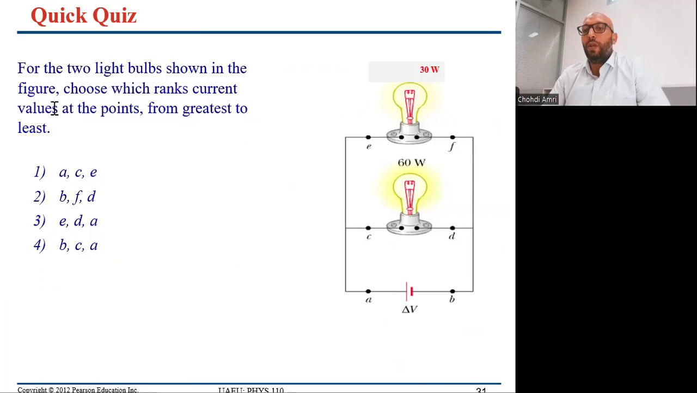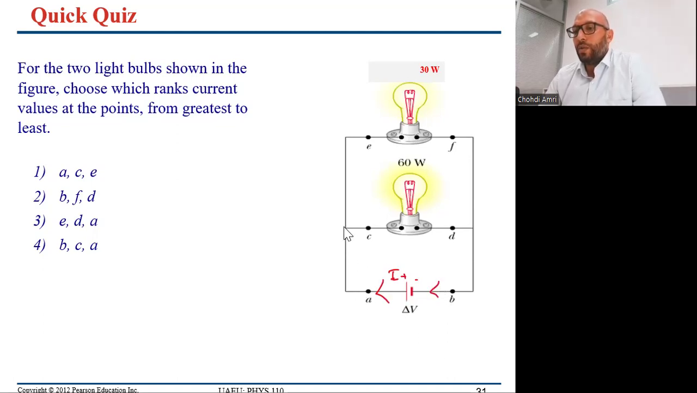Let's talk about this example. For the two light bulbs shown in the figure, rank the current value at the points from the greatest to the least. We have many points actually: the current delivered by this battery, the current delivered by this battery. We have only one battery, so this battery for sure must deliver the current, going from the positive to the negative side of the battery because it's producing.